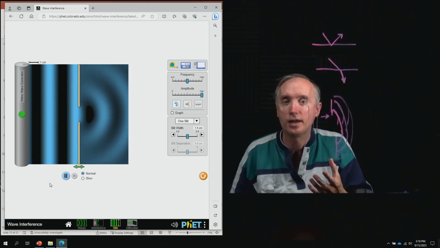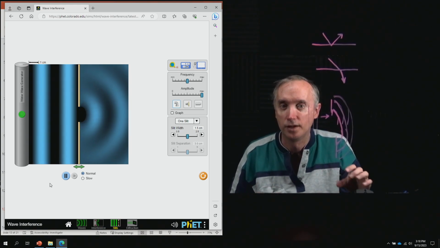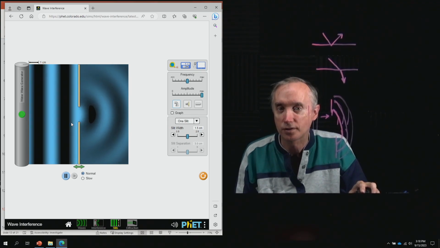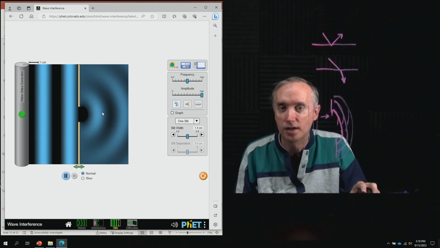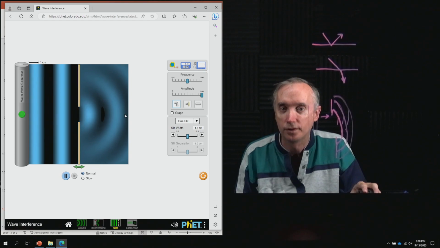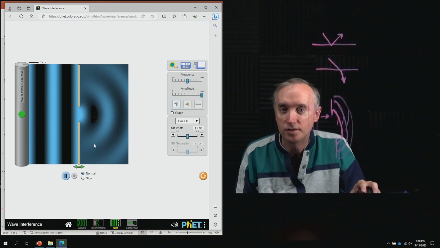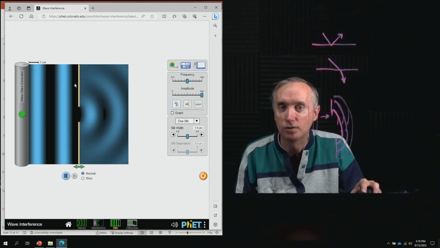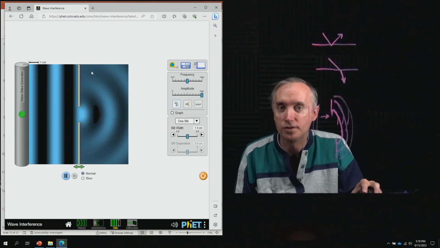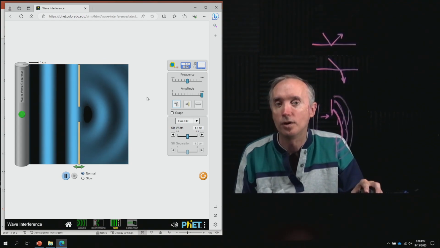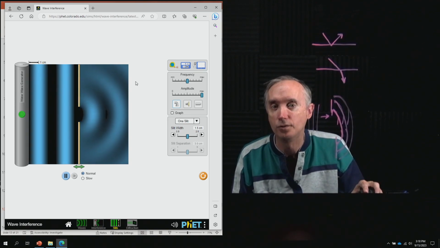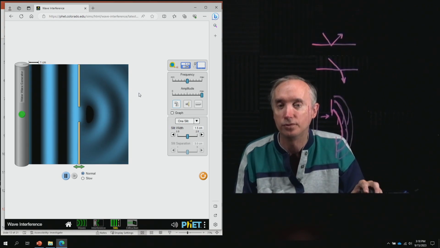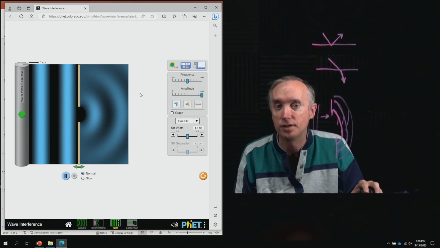Now, what could we change about the simulation that is going to alter where you have constructive and destructive interference? Notice that going straight through it, that's constructive. But do you see down here where it's kind of dim? Right here and also right here, that's where you have your destructive interference. So what I want you to do is change the frequency of the light and observe what happens to where you have constructive and destructive interference.